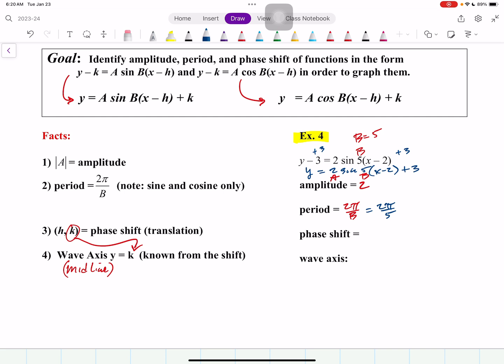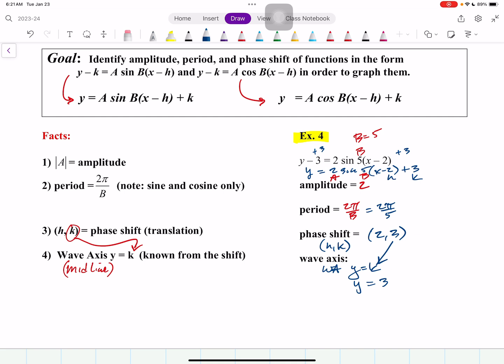And then we compare. So I have to look at H and K to get my shift. So this is H comma K. This has been shifted right 2 units and up 3 units here. So my shift is 2 comma 3 for the sine function here. And then the K value is 3. So my wave axis here is always y equals K, and in this case, it's y equals 3. Very simple. And then if you know all this information here, you can graph the function.